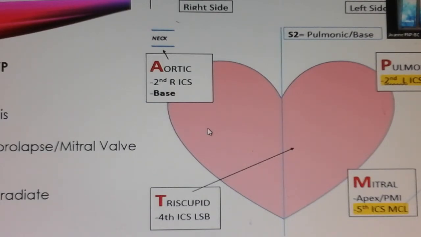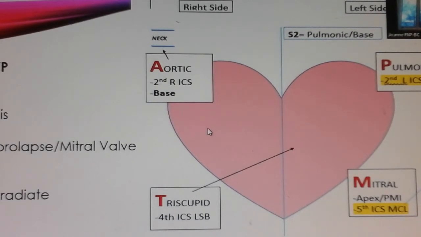Systolic. Okay. What do you find in the fifth ICS mid-clavicular level? Well, I hope you said you find your apex or your PMI there, okay? As you can see. All right, one more. We're going to move on to something else.